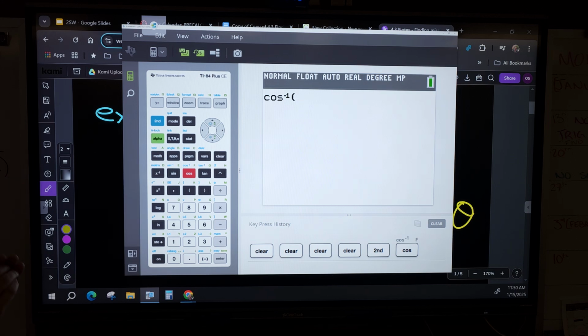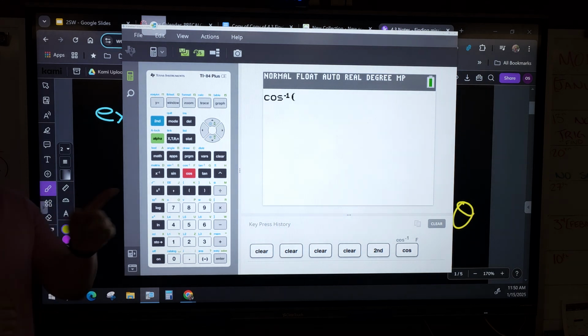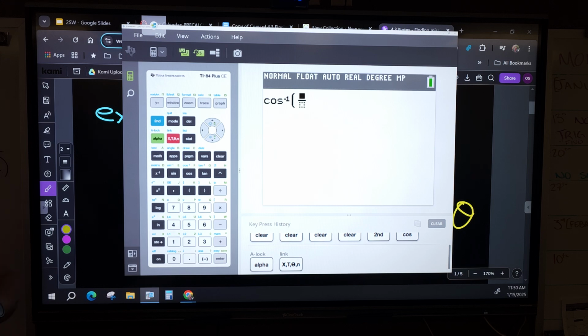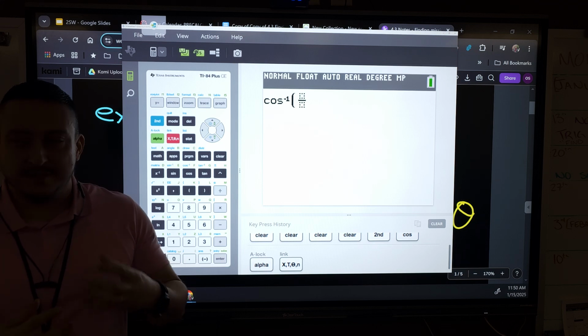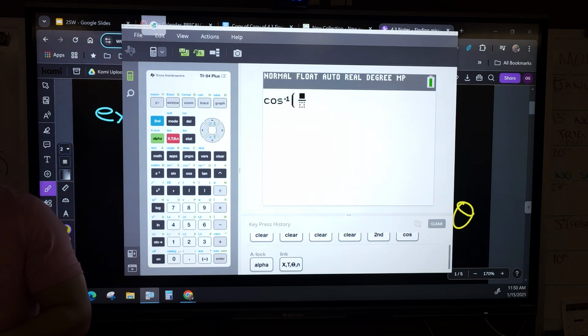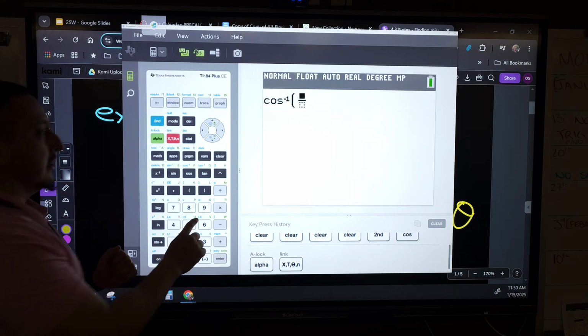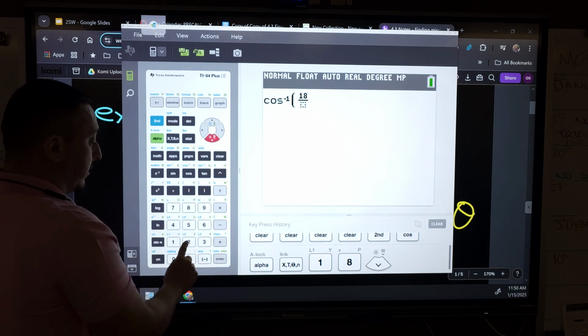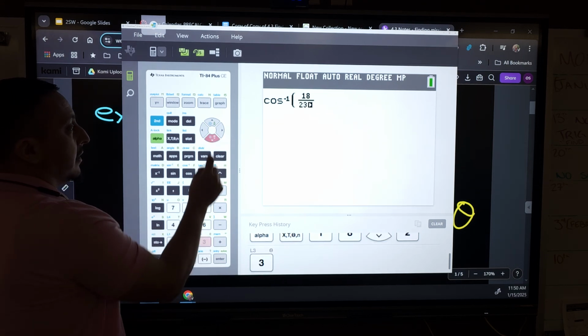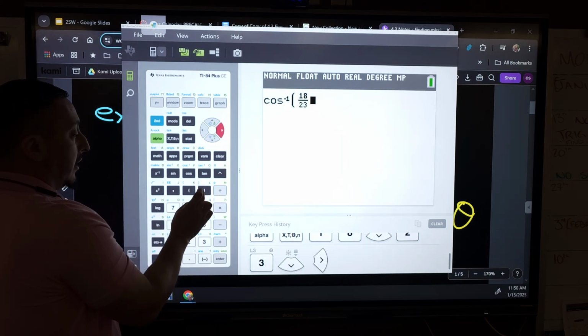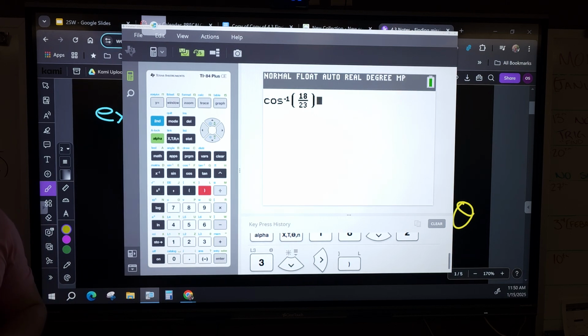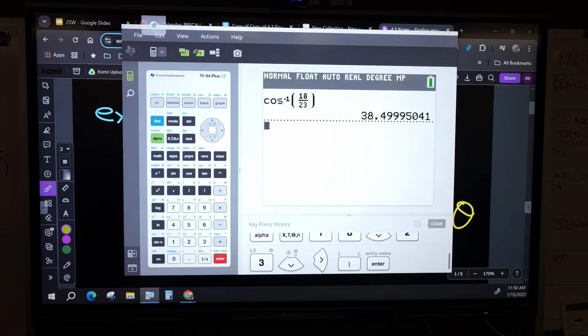To put the fraction, a little shortcut is alpha x. There's a lot of ways to put that fraction. If you ever forget how to put the fraction, just do division. Just do a divide. 18 on top, 23 on the bottom. And make sure you're in degree mode, okay, because we're working with degrees. And there it is. Okay, there's your angle.